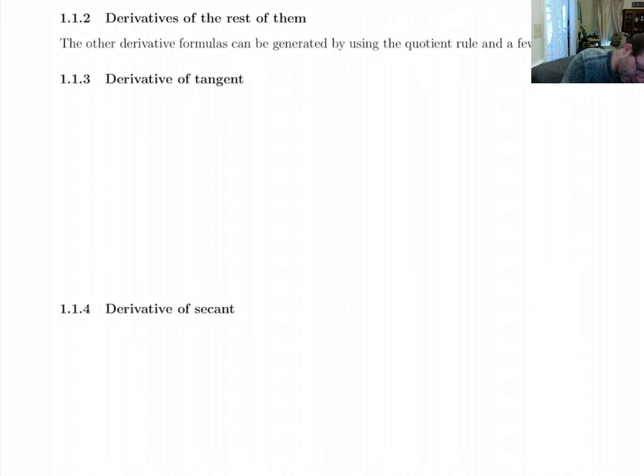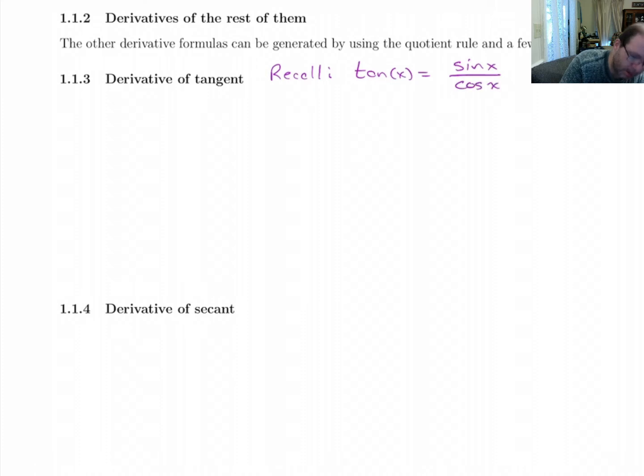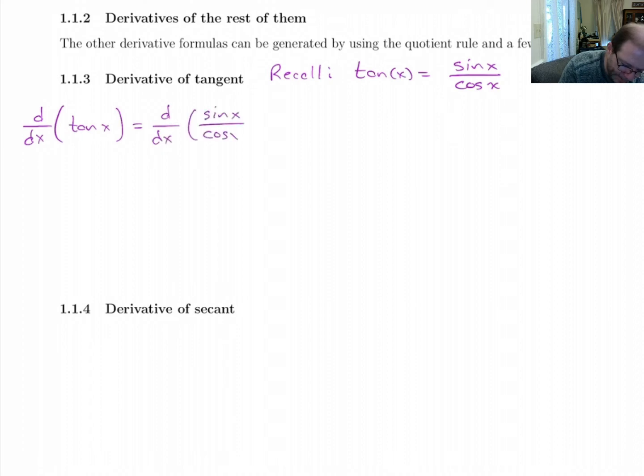Now, first up, you have to recall that the tangent of x is equal to sine over cosine. So let's take the derivative of tan. Well, the derivative of tangent is derivative of sine over cosine. And we've got to use the quotient rule here. So we get low d high. Derivative of sine is cosine, minus high d low. So derivative of cosine is negative sine over low squared.